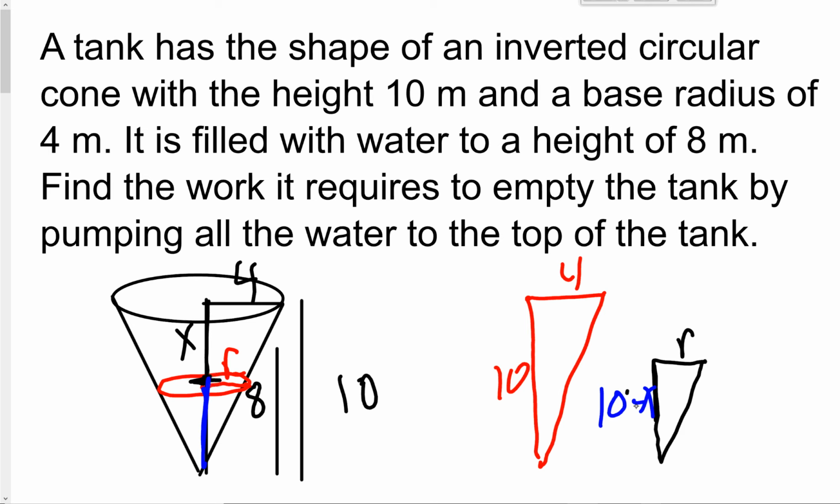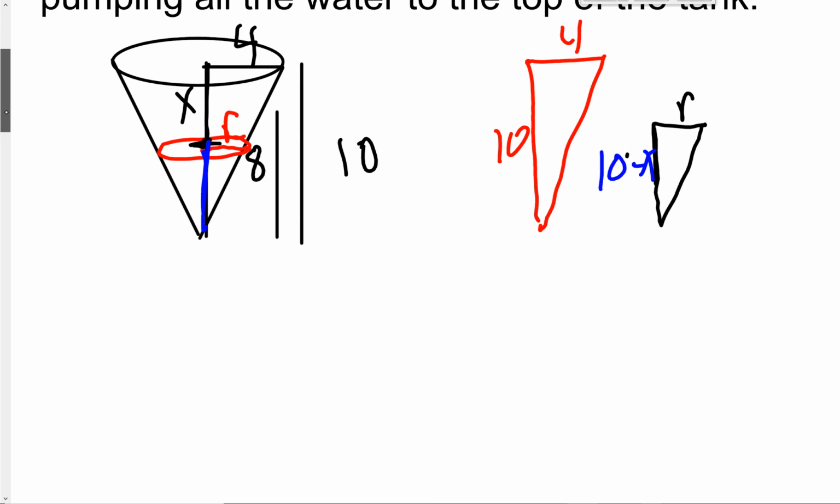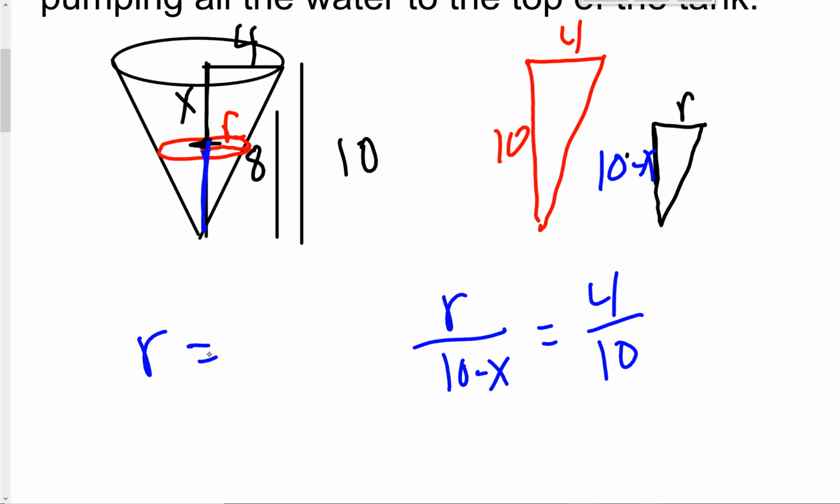Now we can set up a proportion because these are similar triangles, right? They share the same angles. So we can go ahead and set up a proportion for r. And so we have r over 10 minus x is equal to 4 over 10. And so now we can go ahead and solve this for r. r is equal to 4/10 times 10 minus x. So there's our radius.